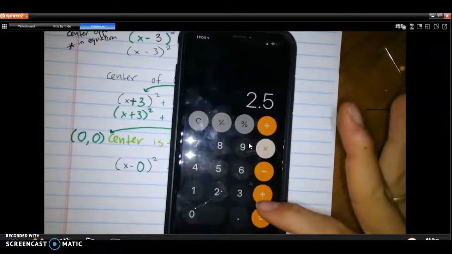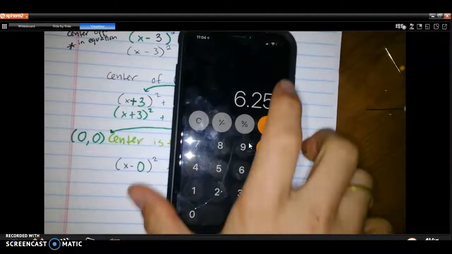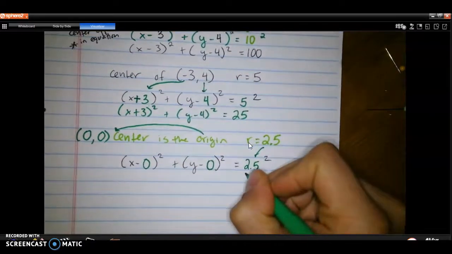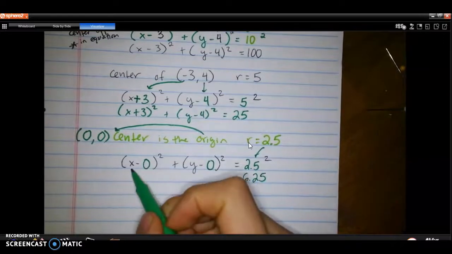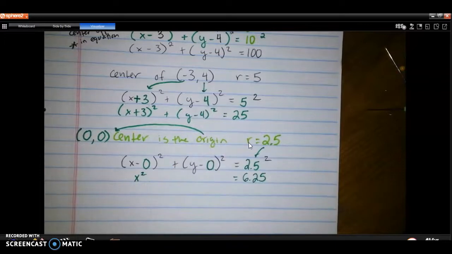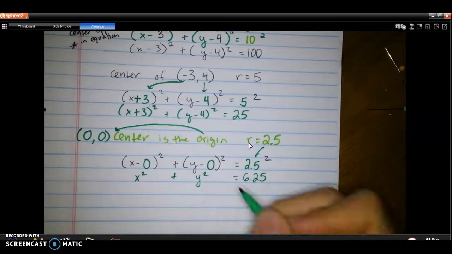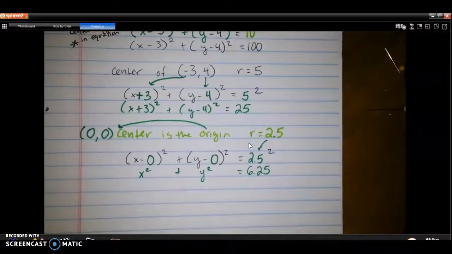2.5 squared, or sorry, 2.5 times 2.5 is 6.25. So it doesn't have to be a whole number. 6.25. And now, x minus 0 is just x squared. Y minus 0 is just y squared. So when you're at the origin, you're going to see x squared and y squared. It's pretty straightforward here.